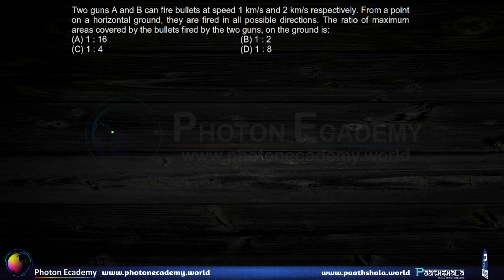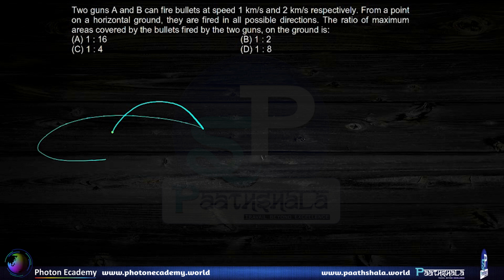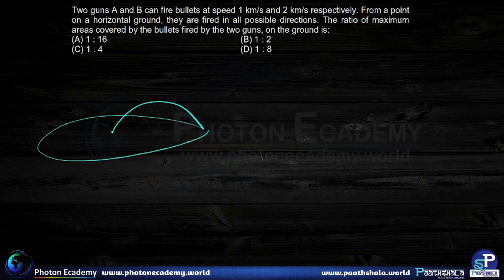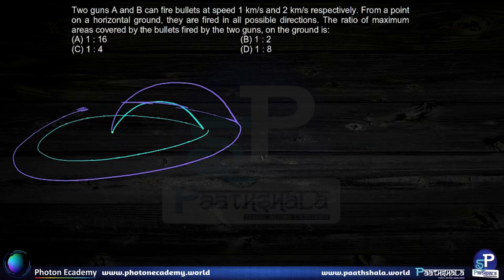So let us say this is the point, and from this particular point we are going to fire the gun in all possible directions. So let us say this is the way in which we fire, then this particular circle is being covered basically. The gun with the larger speed will cover a larger circle naturally. So this is going to be the circle covered by the gun that can fire with a larger speed. The radius of the inner circle is going to be, let us say, R1.